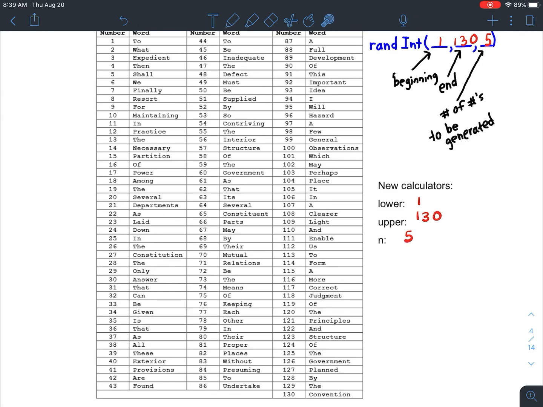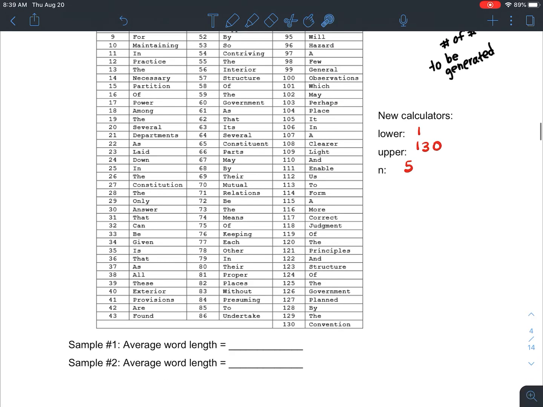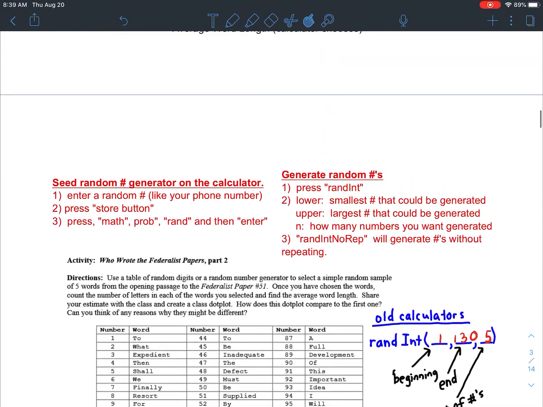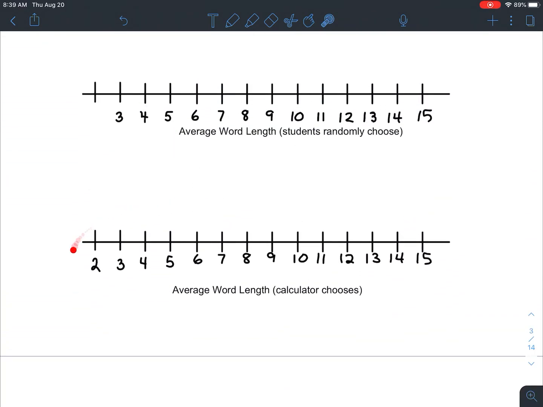Okay, and the calculator would randomly spit out 5 numbers between 1 and 130, and then you would subsequently choose those 5 words that the calculator randomly selected for you, again averaging those 5 words to get an average word length, and you would repeat that process twice. And then in class we would have also plotted everyone's 2 samples from the calculator choosing the 5 words randomly as opposed to you, the student, choosing the 5 words. And we would have noticed a pretty extreme difference between our 2 graphs.